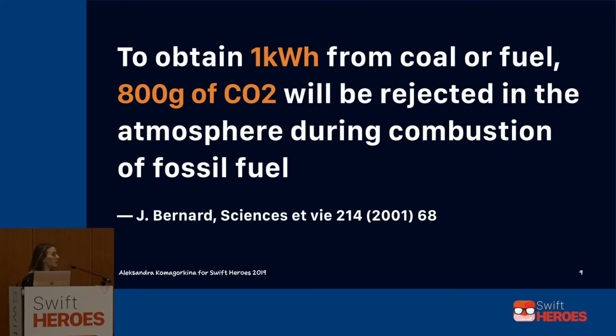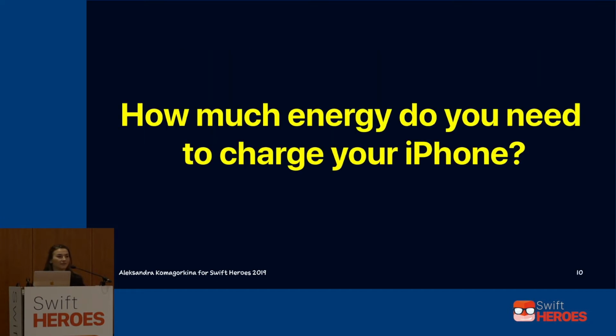People always say that there are renewable energy and other ways to produce energy, but the most common way to produce electricity is by burning fossil fuels, so by the process of combustion of fossil fuels. And during the process of obtaining 1 kilowatt hour of energy, you will release to the atmosphere 800 grams of CO2. And this is when you make electricity by burning fossil fuels. Remember this number for now, because now we will learn how much electricity your iPhone consumes.